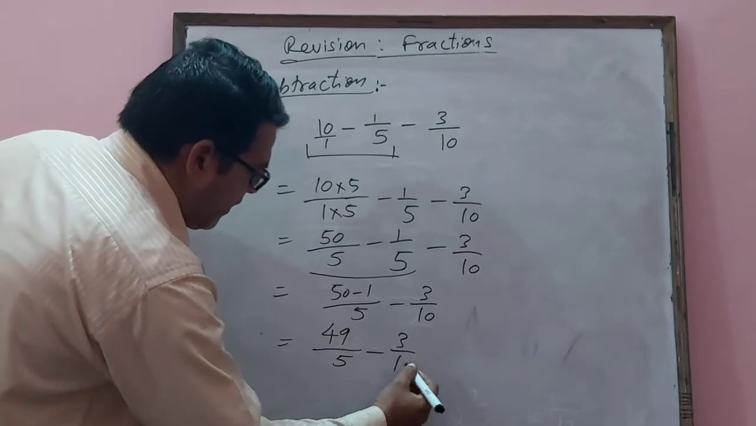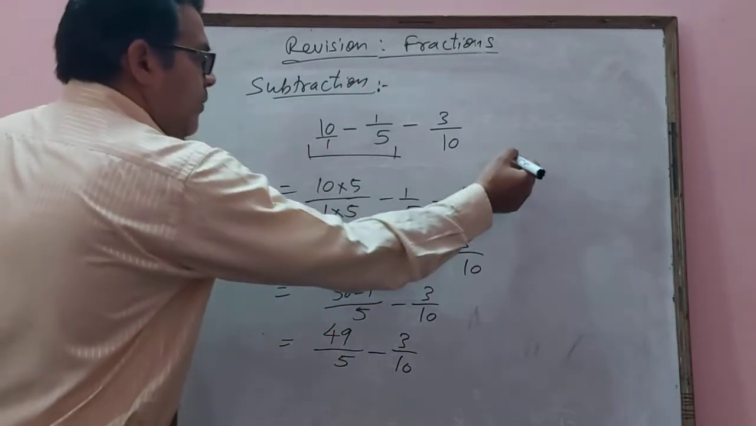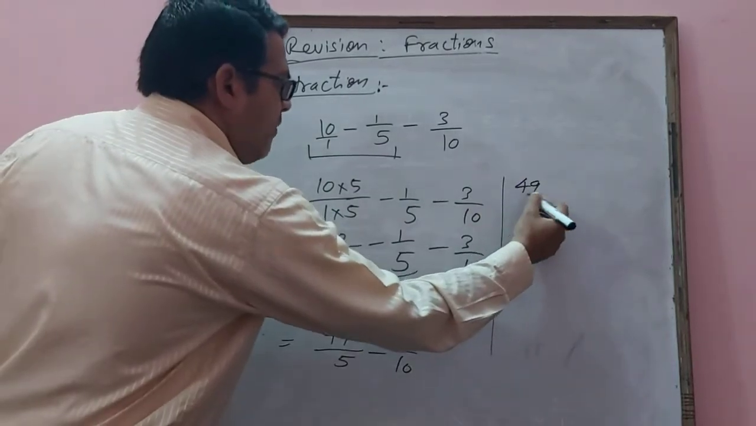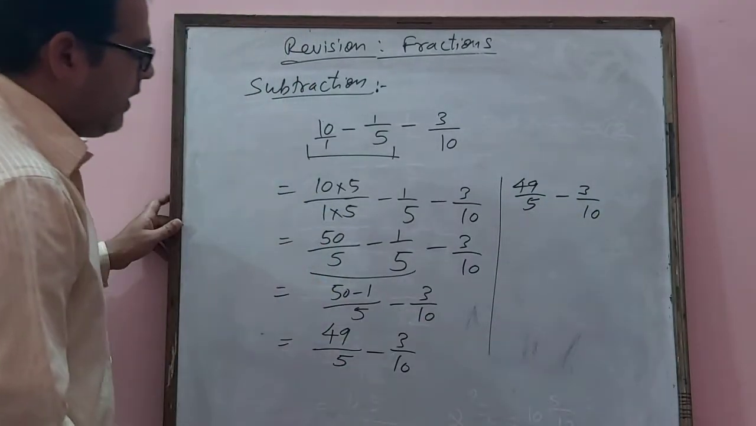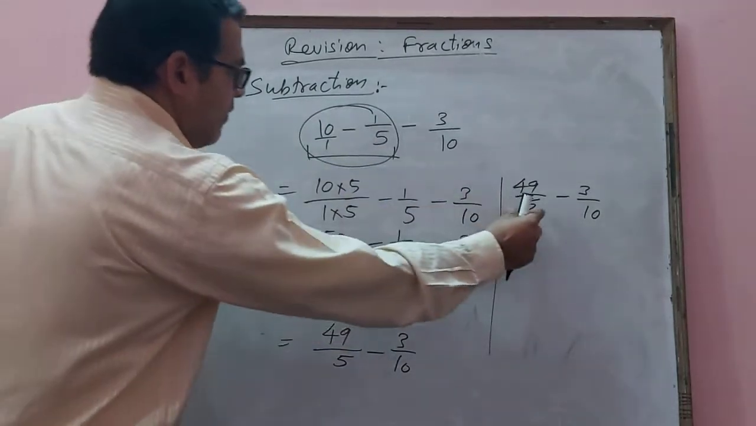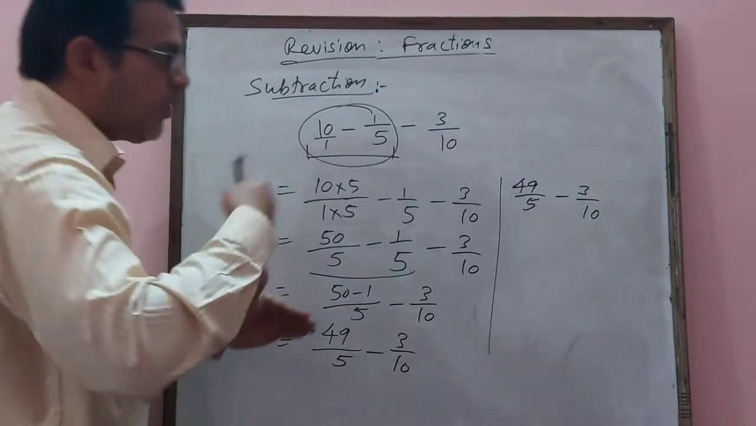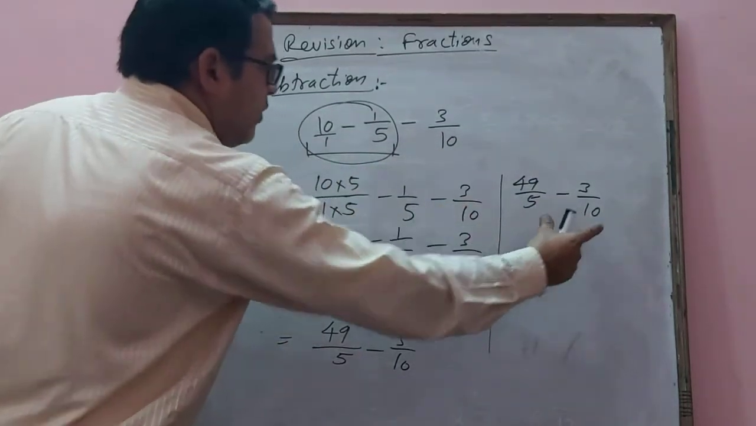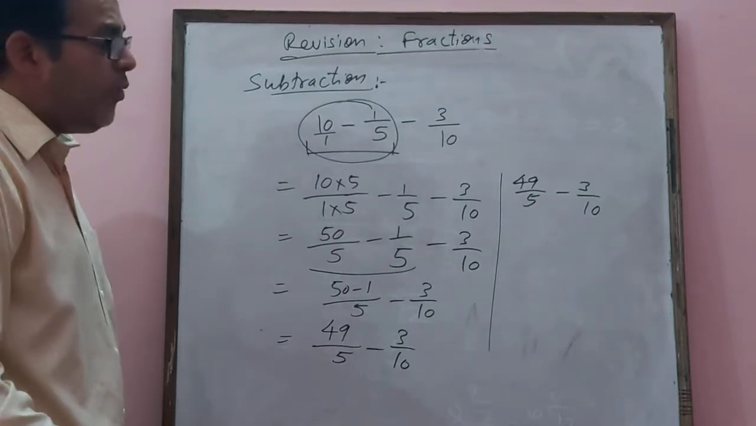Minus 3 by 10 we can write as it is. Now I am solving here: 49 by 5 minus 3 by 10. It means after solving first these two fractions, we have 49 by 5 and minus 3 by 10. Now we will subtract 3 by 10 from 49 by 5. How can we solve this now?